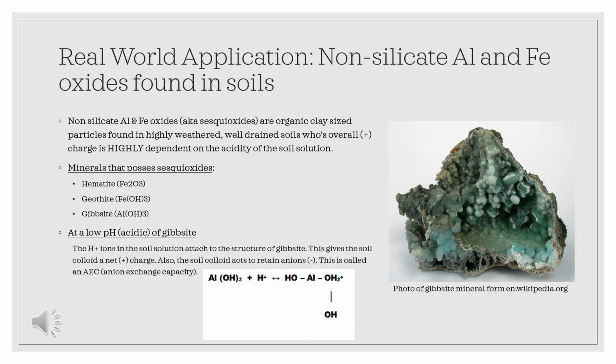Some examples of minerals that possess non-silicate aluminum and iron oxides are hematite, goethite, and gibbsite. In our chemical equation below, the hydrogen plus ions from an acidic soil solution are attaching to the structure of gibbsite. This gives the soil colloid as a whole a net positive charge. And since the colloid is positive, it acts to retain anions. This gives the soil colloid as a whole an anion exchange capacity, also known as an AEC.